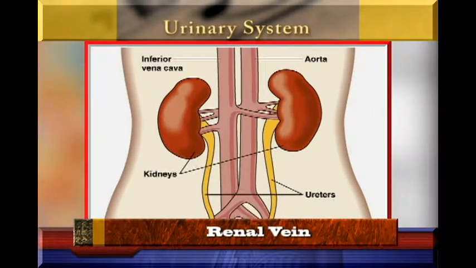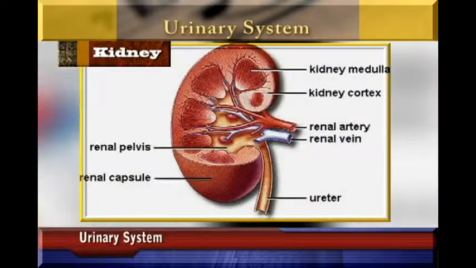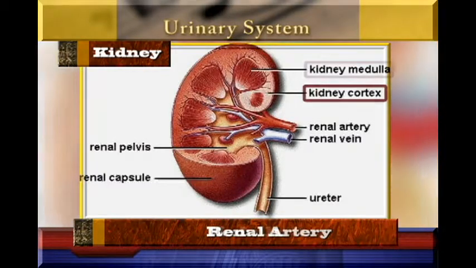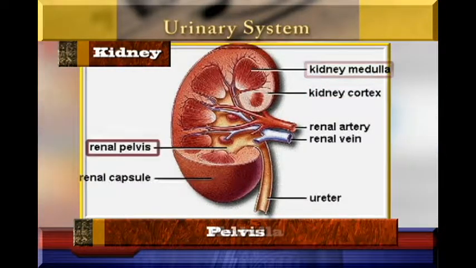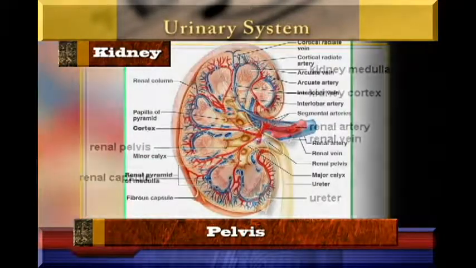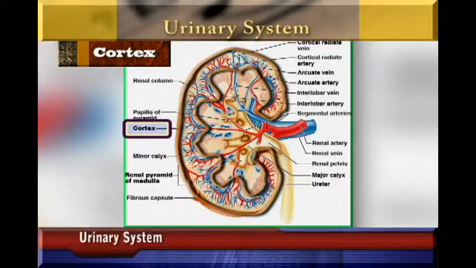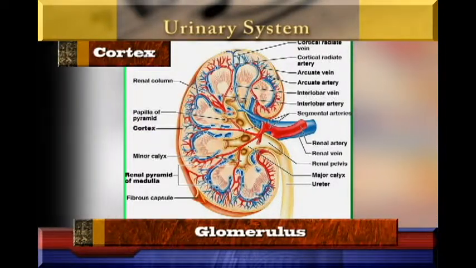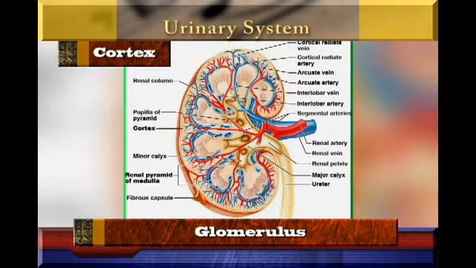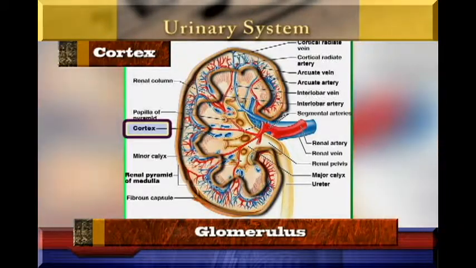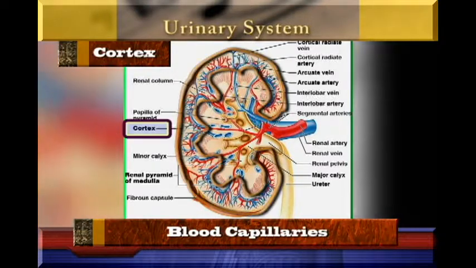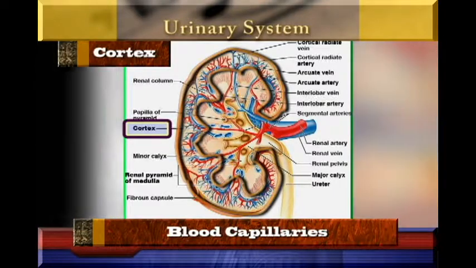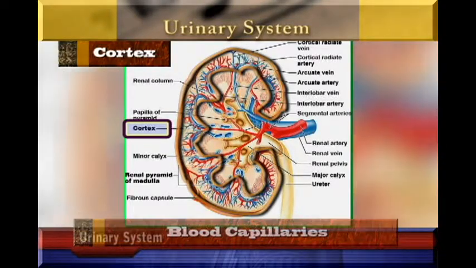So when you look at the kidney, it has three areas. It has the cortex, it has the medulla, and it has the pelvis. Now in the cortex, this is where we find the glomeruli, and it is also where we find the most supply of blood. Most blood capillaries are found in the cortex. Now from the cortex you come down to the medulla.